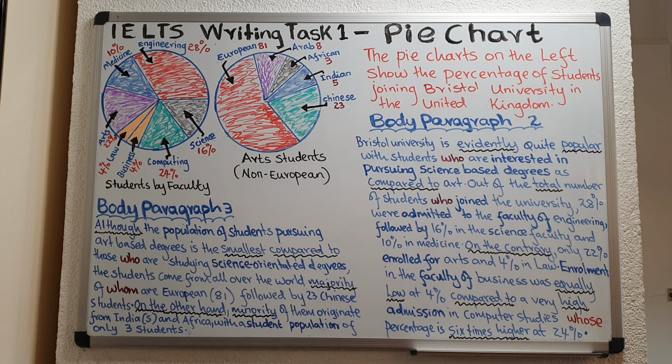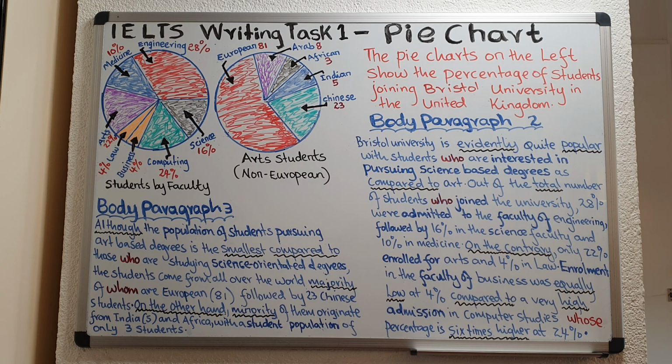Now, I use the word 6 times higher because for the Faculty of Business, it's 4%. So if you multiply 4 by 6, you get 24%. That's why I said enrollment in the Faculty of Business was equally low at 4% compared to a very high admission in Computer Studies, whose percentage is 6 times higher at 24%.